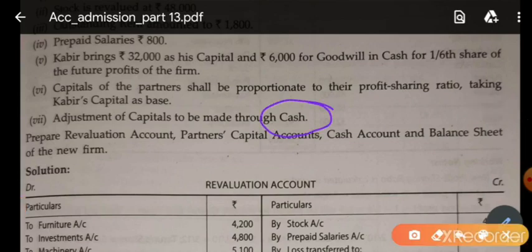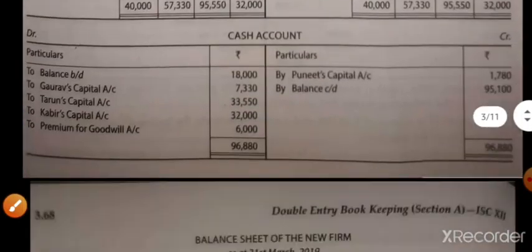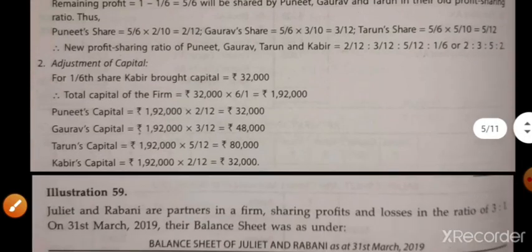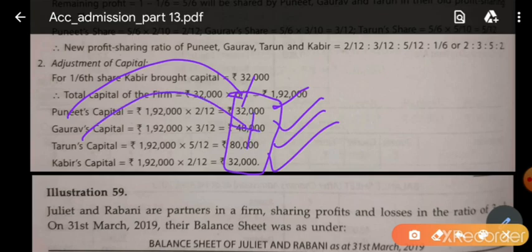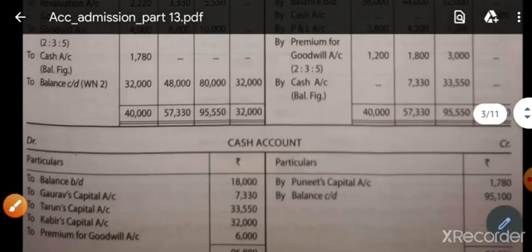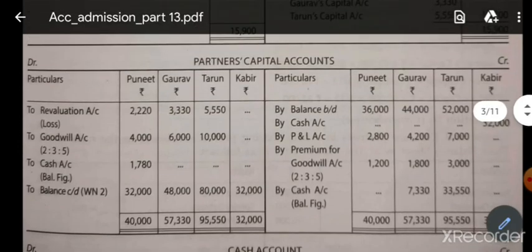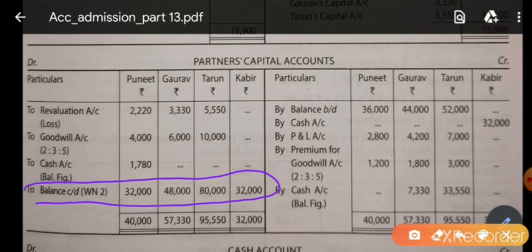That means if a partner's capital is more, he will take back that amount, and if a partner's capital is less, he will bring that amount. So you have already calculated the new capitals. So these are the new capitals of all the four partners. So now Puneet's capital has to be 32, Gaurav's capital has to be 48, Tarun's capital has to be 80, and Kabir's capital has to be 32. So we have already written these capitals at the debit side to balance them.